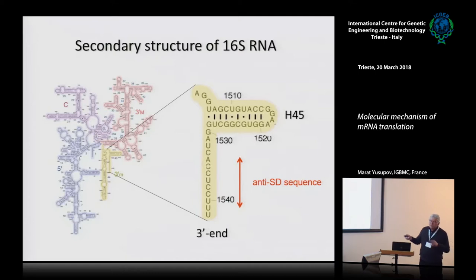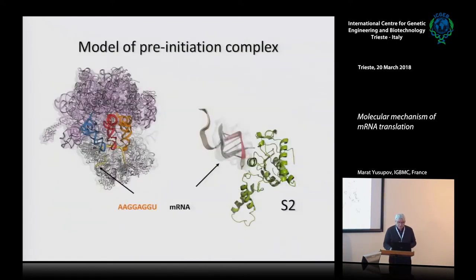First of all, what does Shine-Dalgarno mean? Just to show you, this is the structure of 16S RNA, the small ribosomal subunit RNA. This is the sequence of Shine-Dalgarno, the 3' end. This is the Shine-Dalgarno sequence in the 3' end of ribosomal RNA. So we took this sequence of messenger RNA, formed this duplex, just a duplex of Shine-Dalgarno, and showed the localization of this duplex on the ribosome.